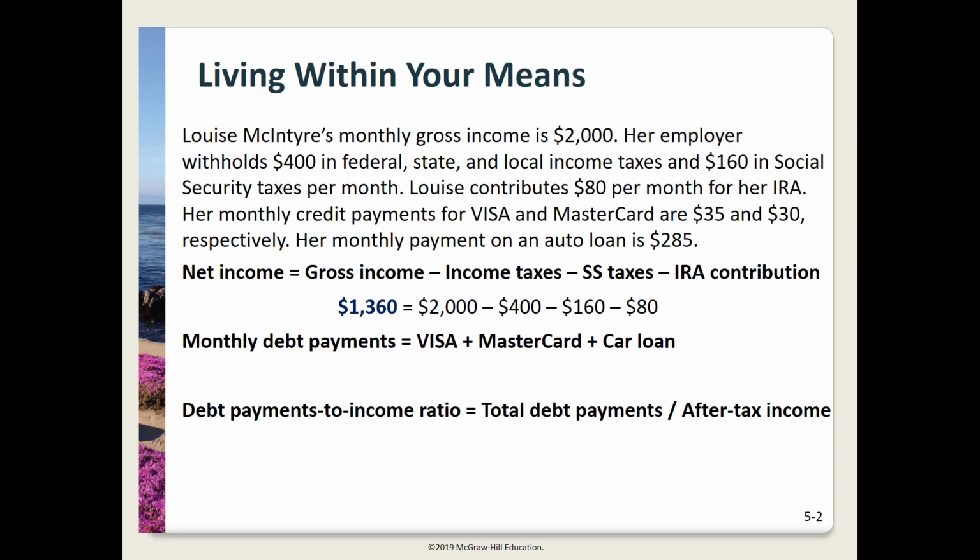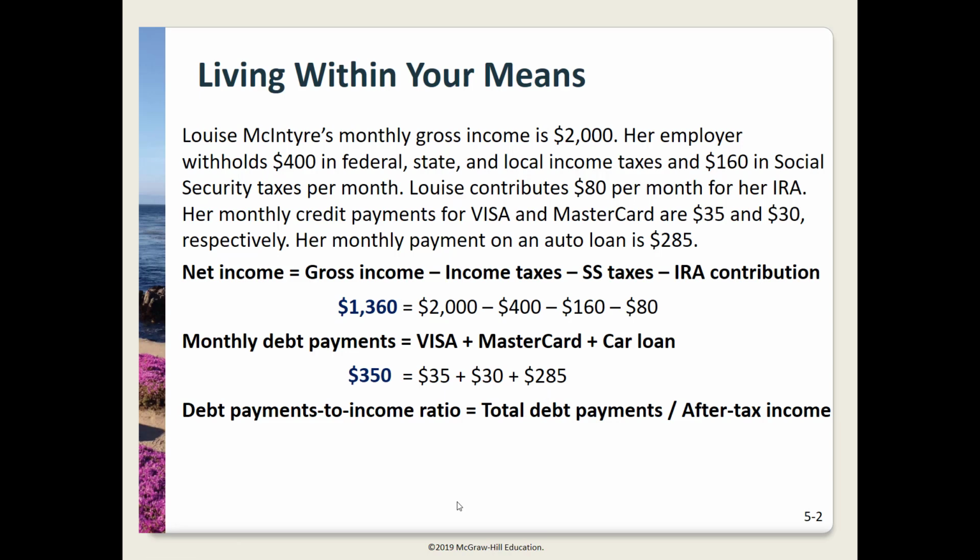This is how much goes into her checking account that she can use for other things, such as paying off debts. So next we have to calculate the monthly debt payments. So we're just going to add up all of our debts. That's the Visa credit card, MasterCard credit card, and her car loan or auto loan. So when we add the 35, 30, and 285 up, we get a monthly debt payments of $350.